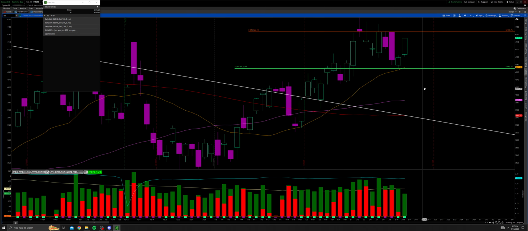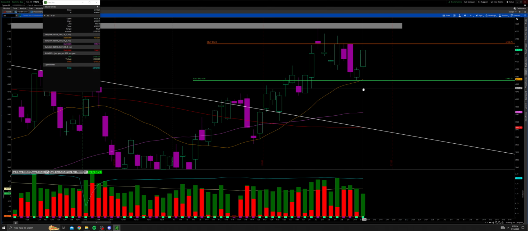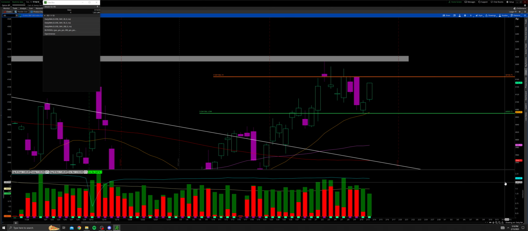So far, look at the daily. We've been setting higher highs, higher lows, higher high, higher low, higher high, higher low. Will we set a higher high? Right? That is the question. However, CPI data tomorrow can alter that.